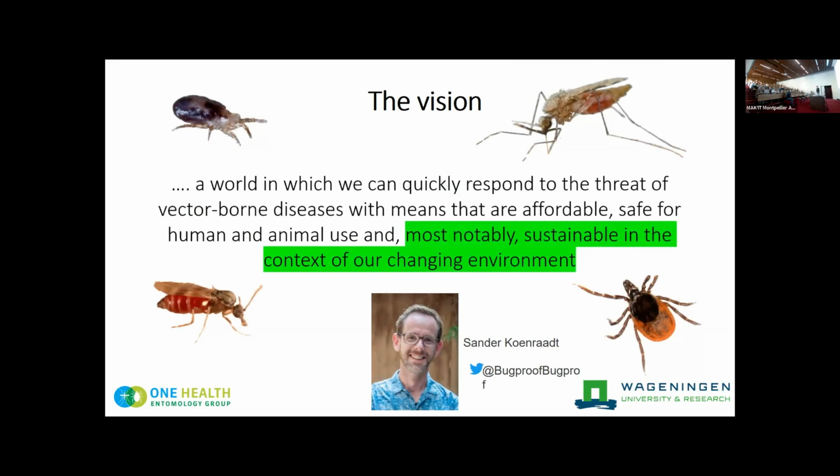So I work in the group of Sander Koenraad, and for the people that don't know him, he's a successor of Willem Takken, and some of you know Willem Takken very well. We used to call it the Vector Group, but because we are a buzzing young group, we call it the One Health Entomology Group, because then we get more funding. At least that's what we hope. So the vision of Sander's group is a world in which we can quickly respond to threatening vector-borne diseases with means that are affordable, safe for human, animal, and plants, but I think most notably sustainable in the context of a changing environment. So plants are, of course, in here too.